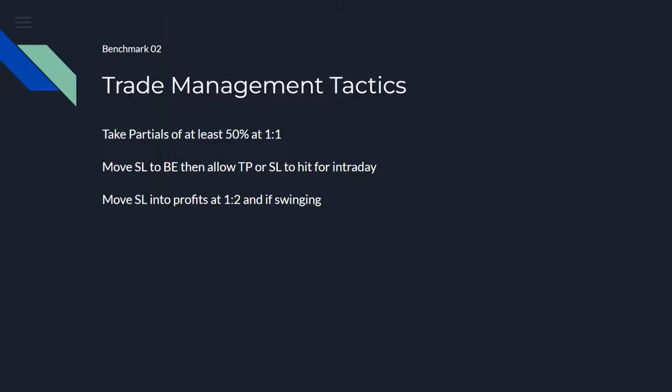Trade management tactics. So I take partials of at least 50% of what I risk when I'm at 1-to-1. So let's say I risk 5 lots, right? If my stop loss was 30 pips and the trade goes into profit 30 pips, I'm taking 2.5 off of that trade, right? So I'm already at break even when it's at 1-to-1.